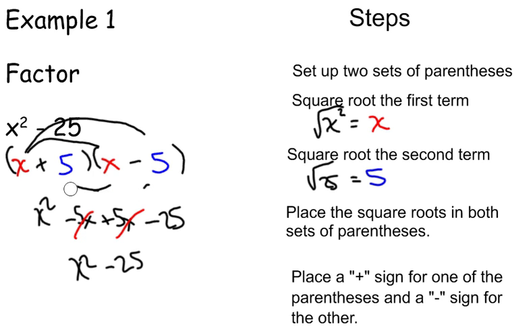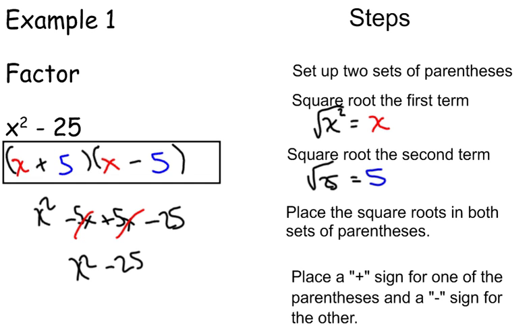Our answer is these two sets of parentheses, x plus 5 and x minus 5. So I'm going to put a box around that. This is our answer, and this was our check. When you FOIL it out, it should come back to the original. Let's try another one.